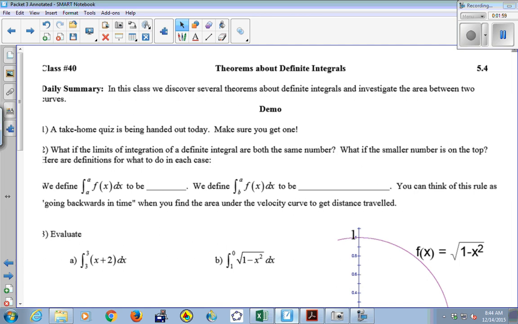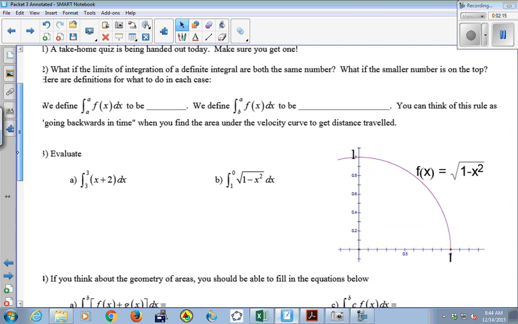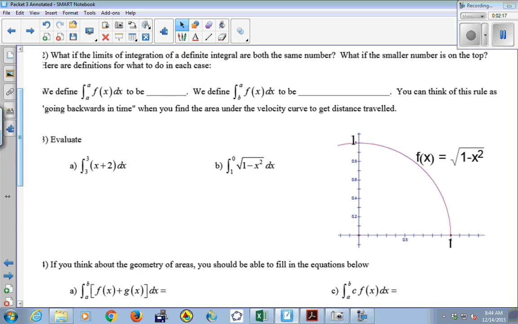Okay, so in this class, we're going to look at a few theorems about definite integrals, and we're going to think about the area between 2 curves. So again, take-home quiz. I gave it out Friday. If you haven't gotten one, make sure you ask me for one. All right, so here's some questions.